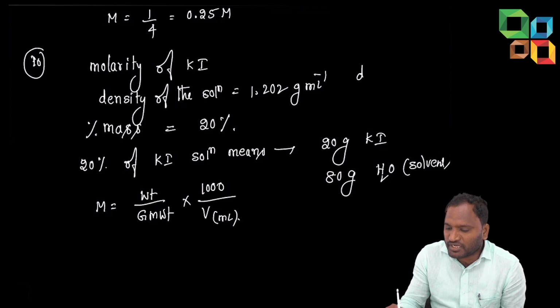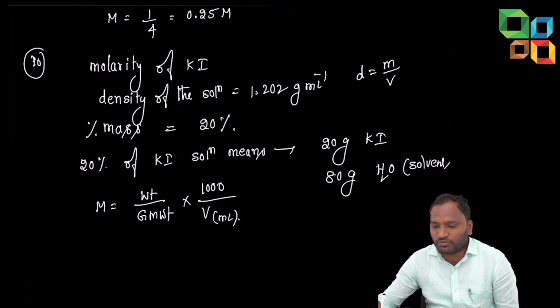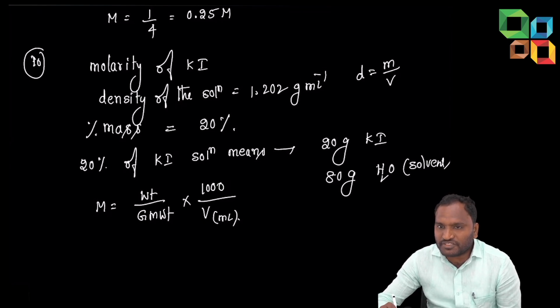Density is equal to mass by volume, isn't it, students? Here density is nothing but density of the solution. Density of the solution is equal to mass of solution by volume of solution.